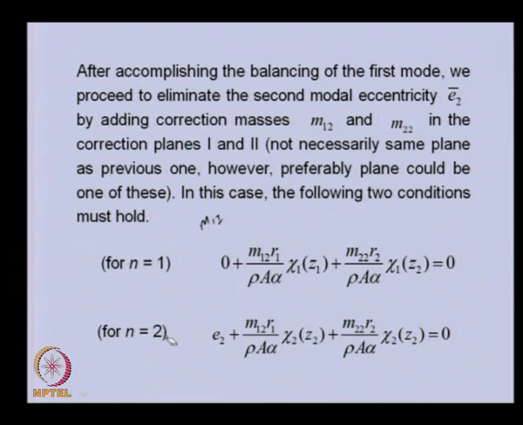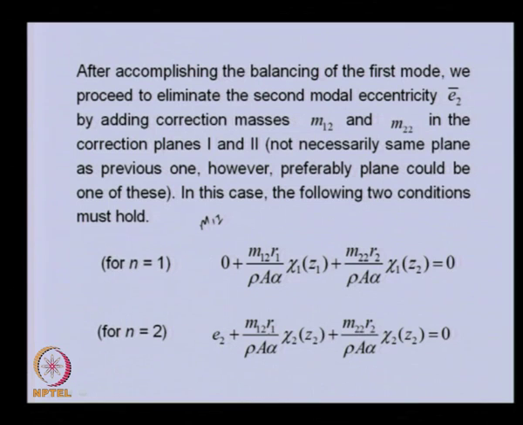This is for n equal to 2, in which E2 is there, and these are the two additional masses. You can see that the choice of these two masses will be such that from this we can get the ratio, because other quantities are known. So, what should be the ratio of these two will ensure that the first mode is balanced. If we satisfy this equation while choosing these two masses, we will ensure that the first mode is balanced, and simultaneously we need to see that E2 is getting balanced.